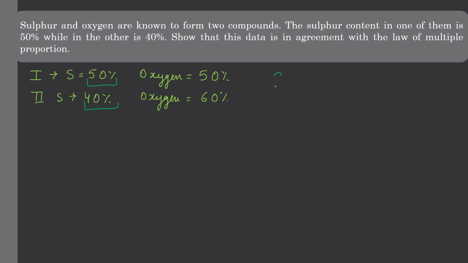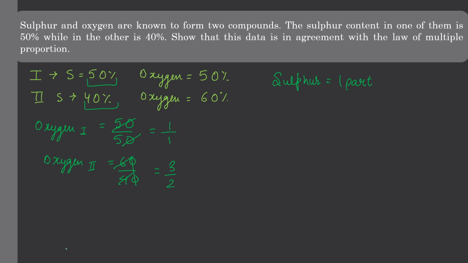Let us take the sulfur part equal to 1 part. So oxygen in the first case is equal to 50 divided by 50, while oxygen in the second case is equal to 60 divided by 40. Cancelling it, we'll get 1 ratio 1. Here also we will get 3 ratio 2.